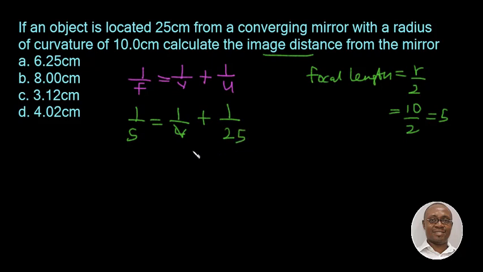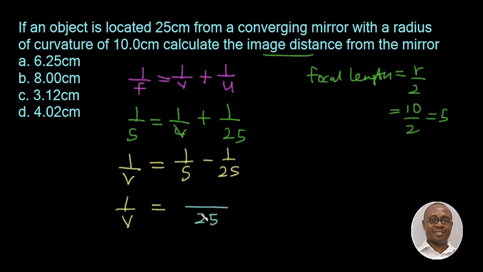All right, so now we need to move 1 over 25 to the other side. That is, we're going to subtract it from both sides of the equation. So we can just quickly rewrite it like this. So we have 1 over 5 minus 1 over 25. All right, good. So we look for the LCM of 5 and 25, which is 25.